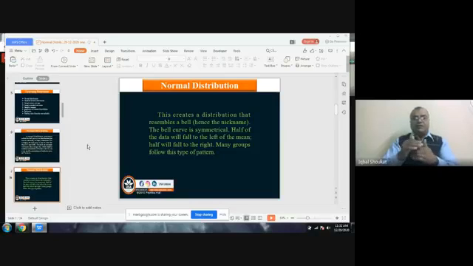hence it is also known as the bell-shaped distribution or a symmetrical distribution, where there exists a sequence. It gradually increases and gradually decreases. Half of the data will fall to the left of the mean and half of the data will fall to the right of the mean.